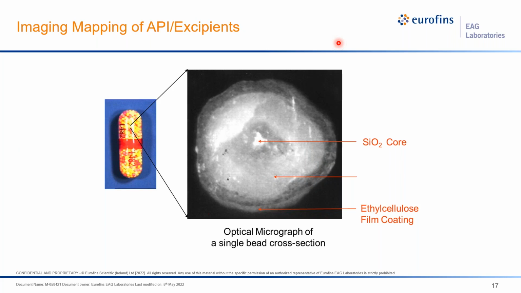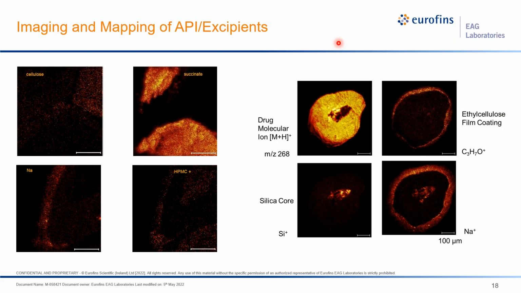When we talk about imaging and mapping of APIs and excipients, there are several techniques we can use. One of them is optical micrograph, like you see here. We have SEM to look at elemental profiling. We have TOF-SIMS, which we'll see in a minute, to look at materials. But at the end of the day, we want to be able to distinguish what's going on in the tablet, the capsule, the bead, something that gives our customers more data than they had before and helps them. This is a really cool representation of the core and the coating that you can very clearly see, something we've developed that's really cool for looking at these different materials.